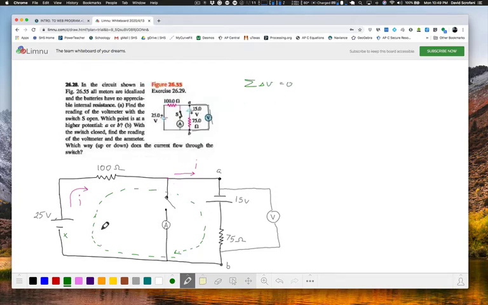I start off at the negative terminal of the battery and rise in voltage by 25 volts as I go across it. I then come here going in the direction of current from the higher potential to the lower potential side of the resistor. I then see a negative 100I, an IR drop, I times R, across that resistor. I then keep going across here. From this point to this point, I see a plus 15 volt rise from the battery, and then I end up seeing, again going in the direction of the current I, a drop of 75I, and that all has to sum to 0 when I'm back here.